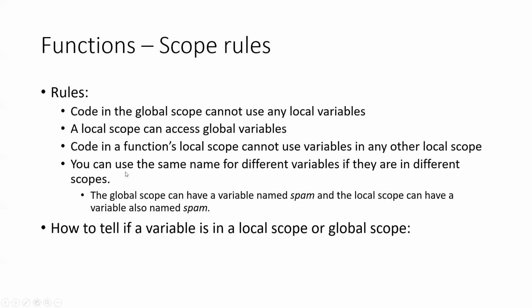Okay. When we're dealing with functions, we have scope rules. Code inside of a global scope cannot use any local variables. A local scope can access global variables, but code inside of a function's local scope cannot use variables from another local scope.